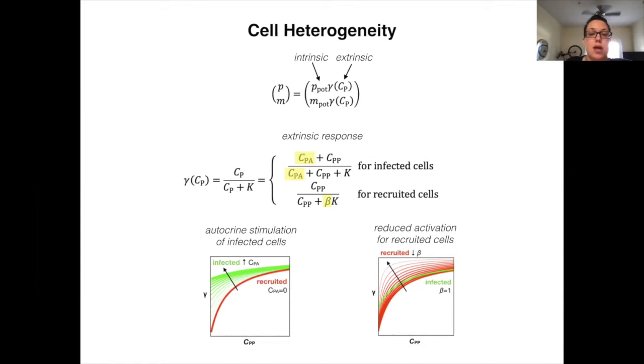And then the last thing is cell heterogeneity. Like I said, each proliferation rate and migration speed is determined by an intrinsic potential of a cell and then its response to the environment. For the infected cells, they not only have the environmental response, but they have an autocrine stimulation. Because they're producing this Pdgf, they keep some inside the cell and self-stimulate. For the recruited cells, we included this factor beta, which modulates that K, in a way that it is less than 1, so that it responds faster to a lower amount of Pdgf in the environment. So you can see down below how those parameters affect the response function.